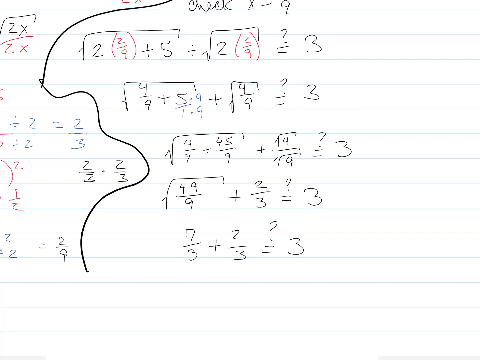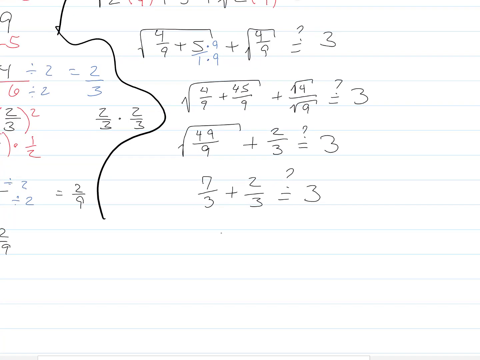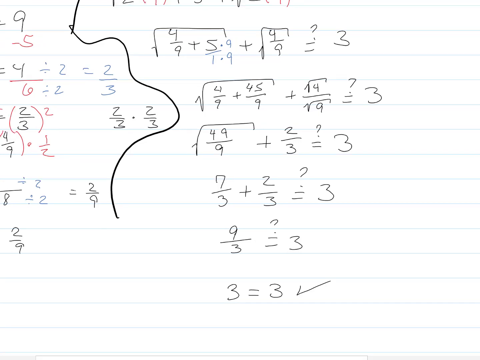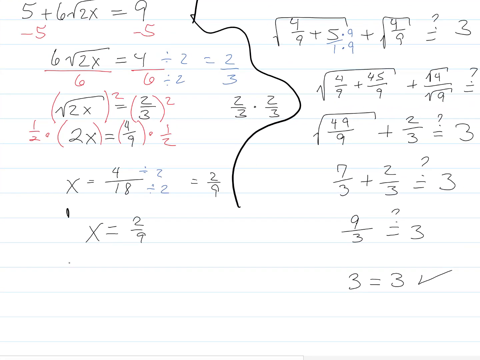Let's hope so. It sure looks like it's going to be. So 7 plus 2 is 9. 9/3, is that equal to 3? And yes, indeed, 3 is equal to 3. And we are super joyous because we've finished this amazing example.